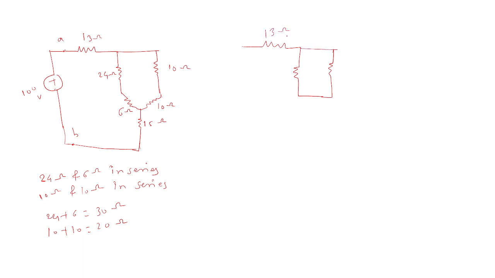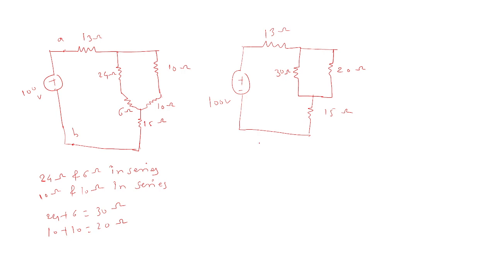This 13 as it is. So this 30, 24 plus 6, 30 ohm. This 20, 10 plus 10. Again this 15 as it is. This 15 as it is. So this voltage source will be as it is, 100 volt.